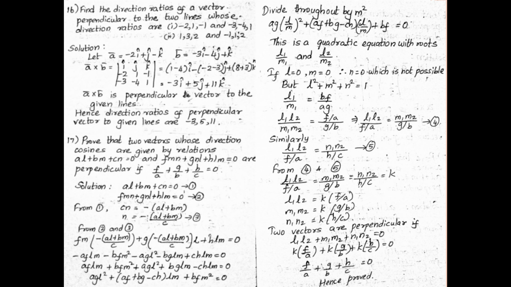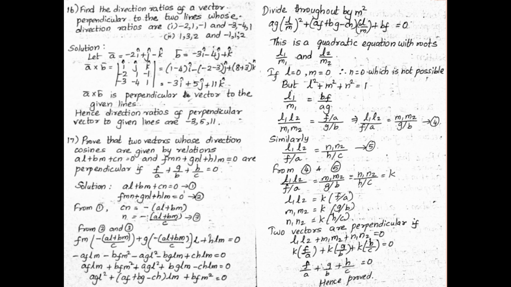17th problem: prove that two vectors whose direction cosines are given by the relations al plus bm plus cn is equal to 0 and fmn plus gnl plus hlm is equal to 0 are perpendicular if f upon a plus g upon b plus h upon c is equal to 0. Okay, so let's see the solution.